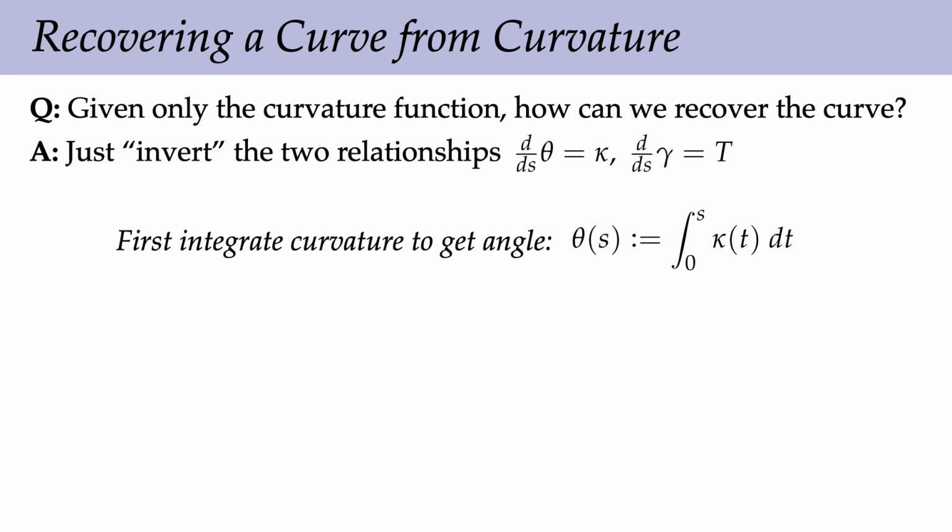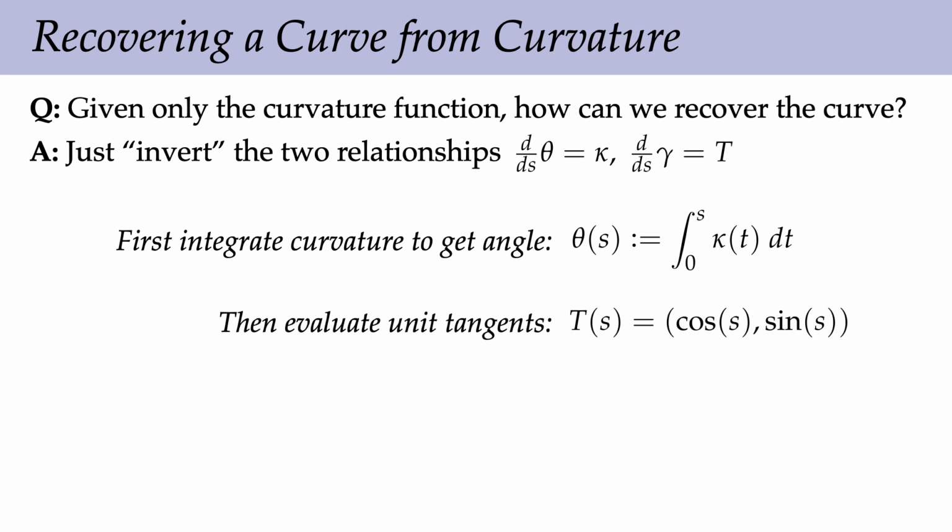Okay, so we find the cumulative curvature. The cumulative curvature is the total amount we turned, or the current angle. If we know the current angle of the unit tangent, it's very easy to get the tangent vector. Right? T of s is just cosine s, sine s. And now we have essentially the velocity of the curve. We have this unit velocity vector.